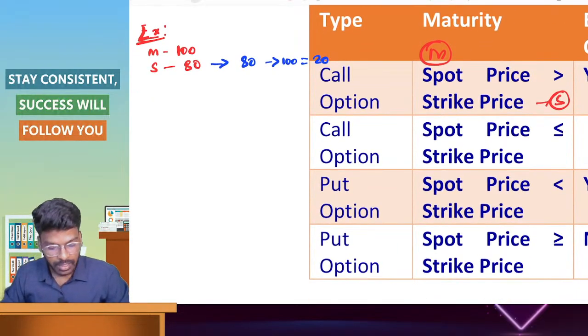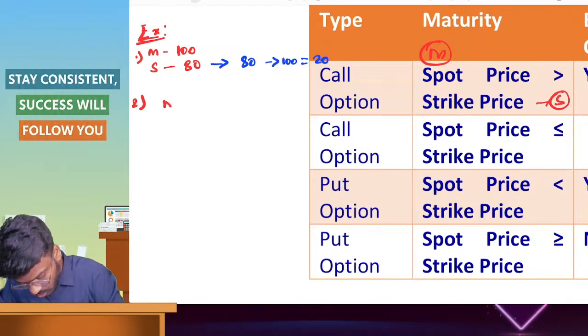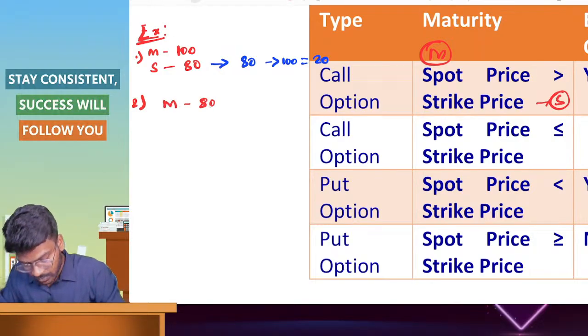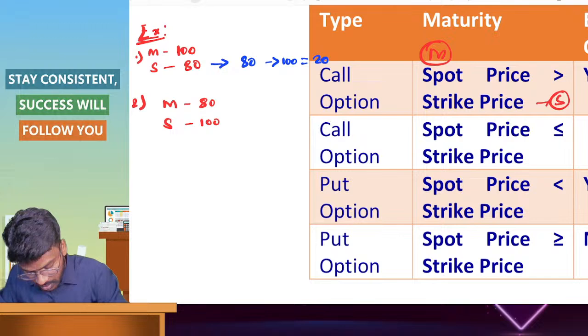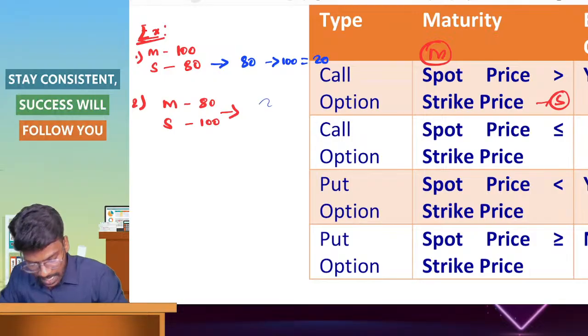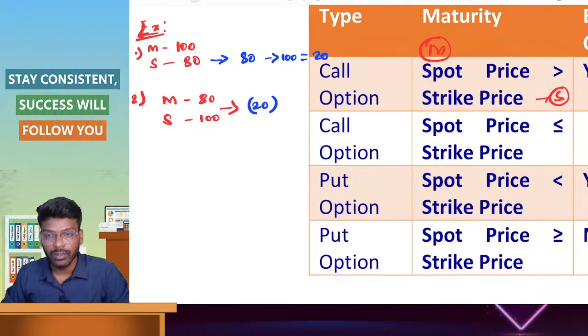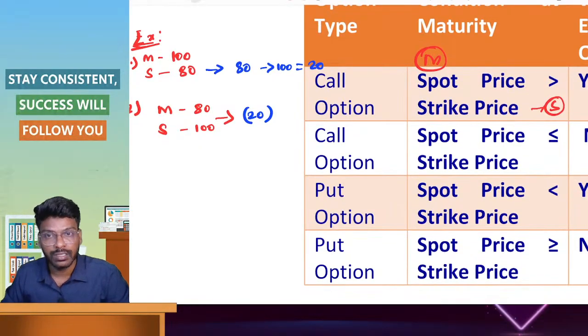In case of call option, if maturity price is 80, okay, and strike price is 100, then what will happen? I'll get a loss of 20 rupees. Okay, I will pay to the seller amount 100. I will sell the shares at 80 rupees. Okay va? I will get a loss of 20 rupees.